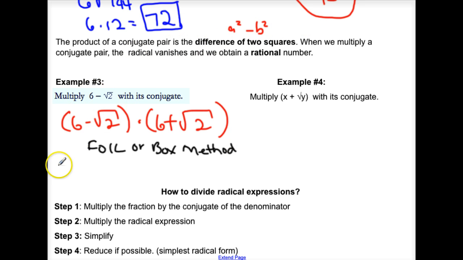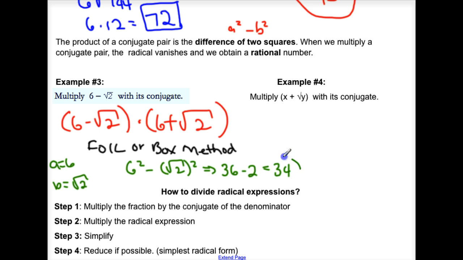Take my a, in this case my a is 6 and my b is square root of 2, and I want to square these, so this becomes 6 squared minus the square root of 2 squared, which gives me 36 minus 2, which is 34, and this is my final answer. That's what it means. You will obtain a rational number. This is a rational number, a whole number by itself.